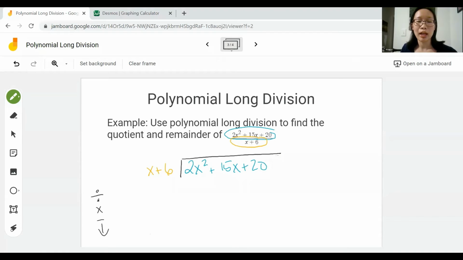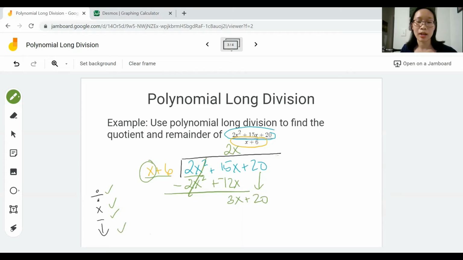First, I want to look at how many times x plus 6 can go into 2x squared. I'm really going to focus on my highest exponent, so I want to know how many times x goes into 2x squared. Well, it goes 2x, so if I multiply 2x times x, I get 2x squared. 2x times 6 is 12x. And so I've done my division and my multiplication, and I'm going to subtract. I'm left with 3x here, and I bring down my 20. And then I start again.